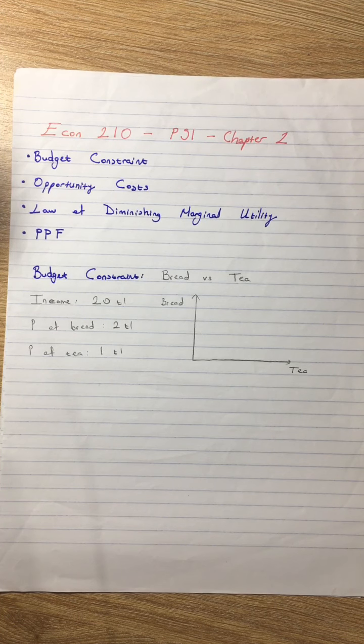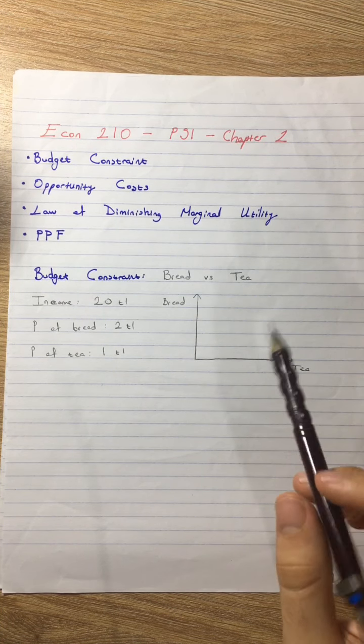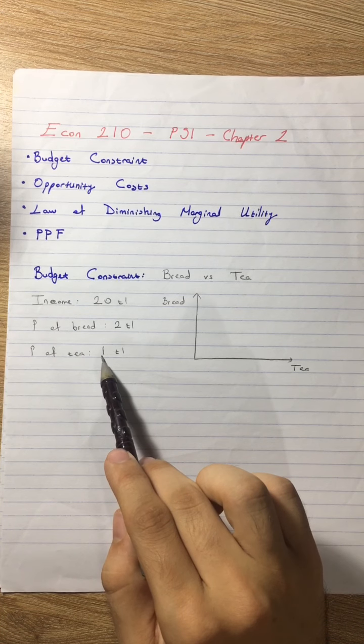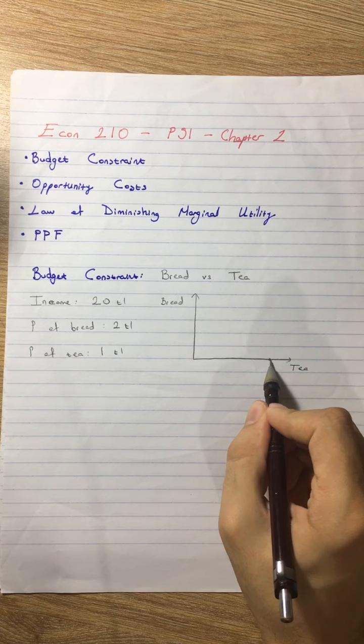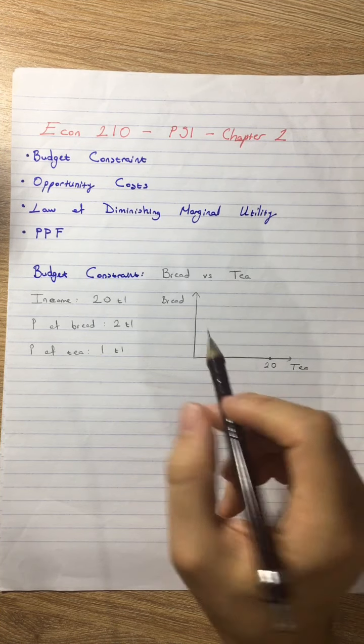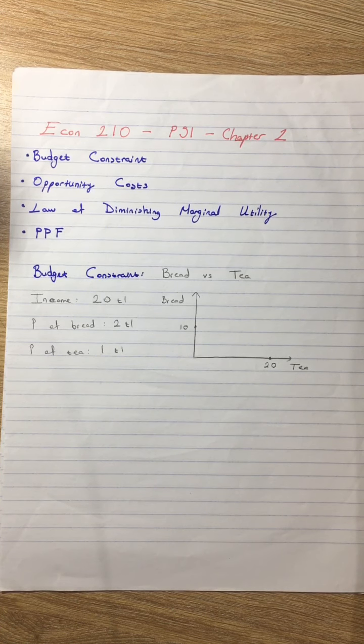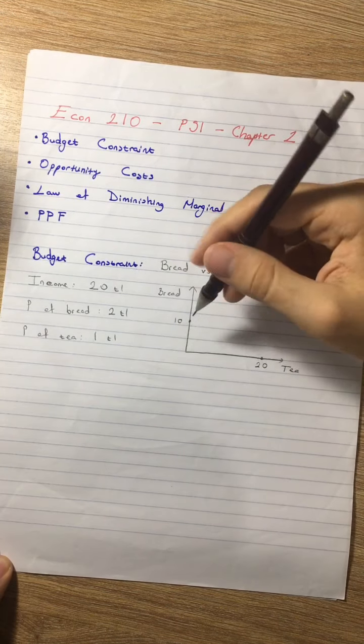To find the intercepts, use this strategy. Think, if you only use your income on tea, how much tea could you buy? If you use 20 liras on tea, you could buy 20 units of tea. Put this on the graph. And again, think, if you use your income only on bread, how much bread could you buy? You could buy 10 units of bread. And since the slope of the budget constraint is constant, you can connect the dots to obtain the budget constraint.